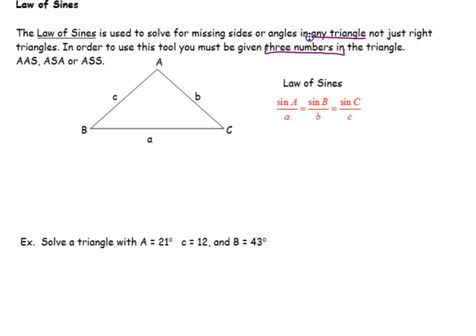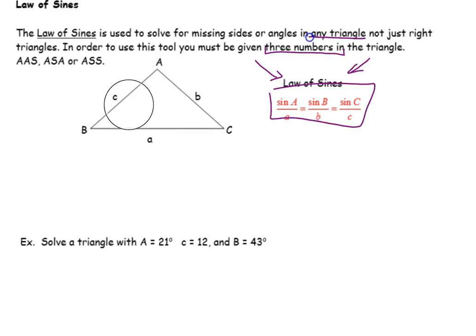Well, here's what the formula says. The law of sines formula says if you take the sine of angle A and divide that by his opposite side, little a, well, that has to equal the sine of angle B divided by his opposite side, little b, which has to equal the sine of angle C divided by his opposite side, little c. So this formula is the law of sines.